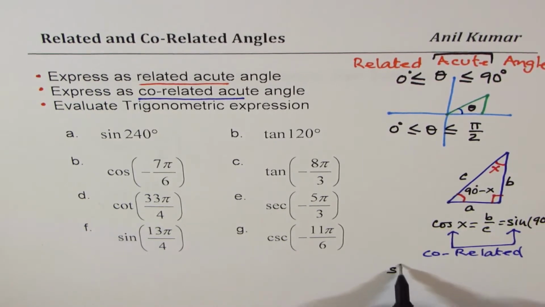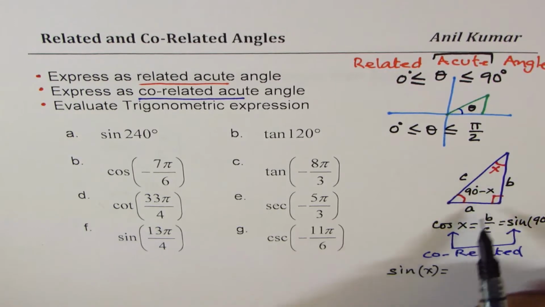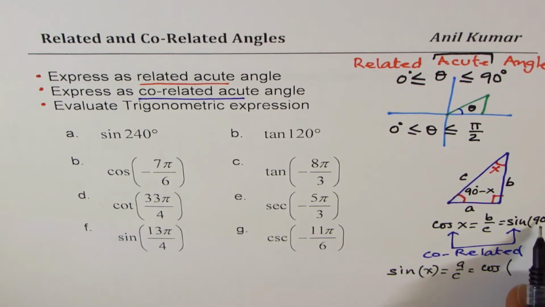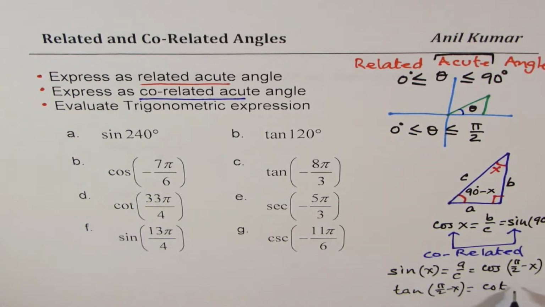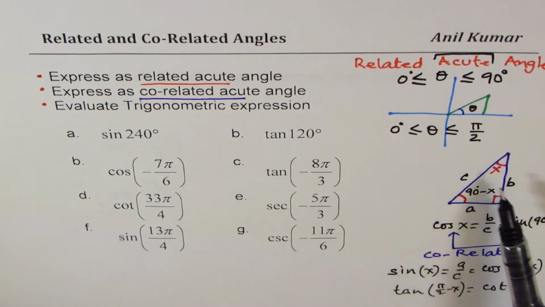For example, what is sine? Let me write now x here. Sine x will be A over C, right? I could write this as cos of, instead of 90, let me write pi by 2 this time, pi by 2 minus x. So when you write in this form, it becomes correlated: sine in terms of cos. And similarly, we could write tan of pi by 2 minus x, as correlation with tan is cotangent, cot of x. So in a particular triangle, we are focusing in quadrant 1 since all the angles are acute angles. So we are in quadrant 1. Everything is positive, right? So that is how they are related.